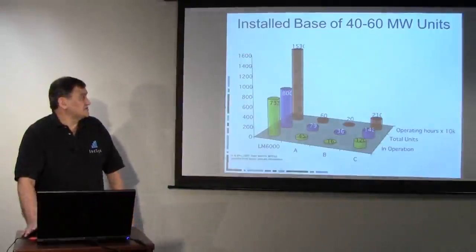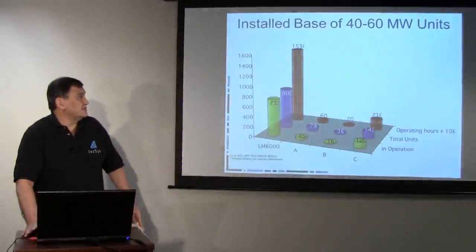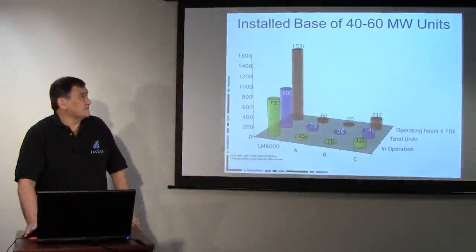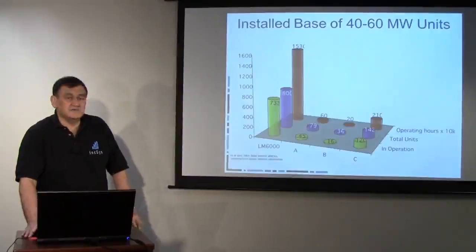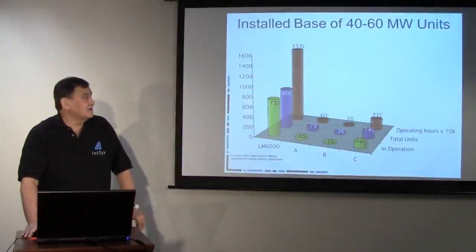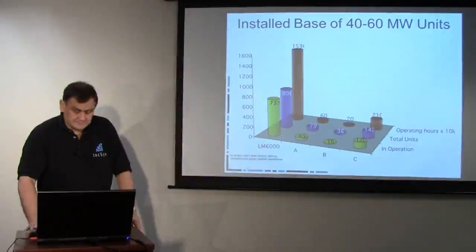The LM6000 is a major market provider and has by far the dominant market share of turbines in the 40 to 60 megawatt range.